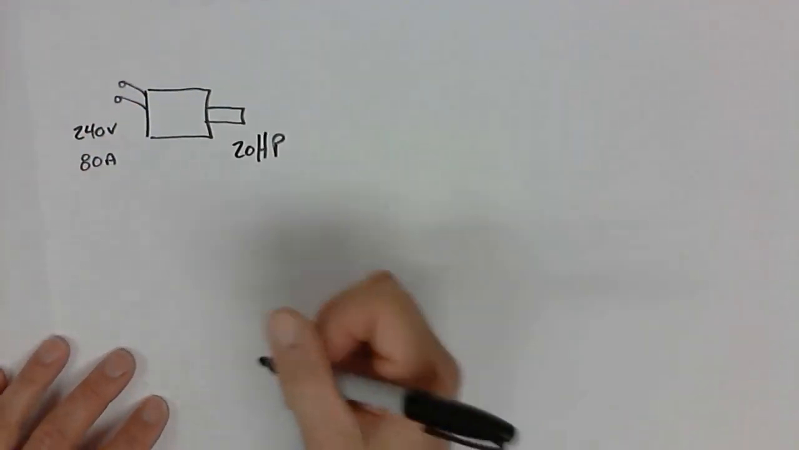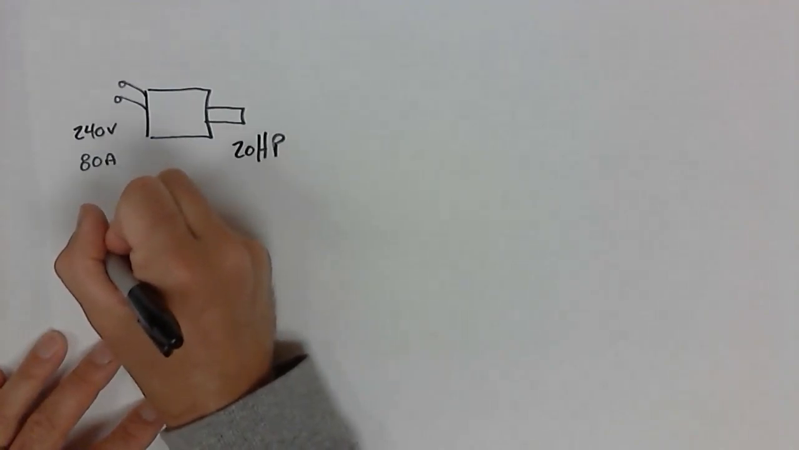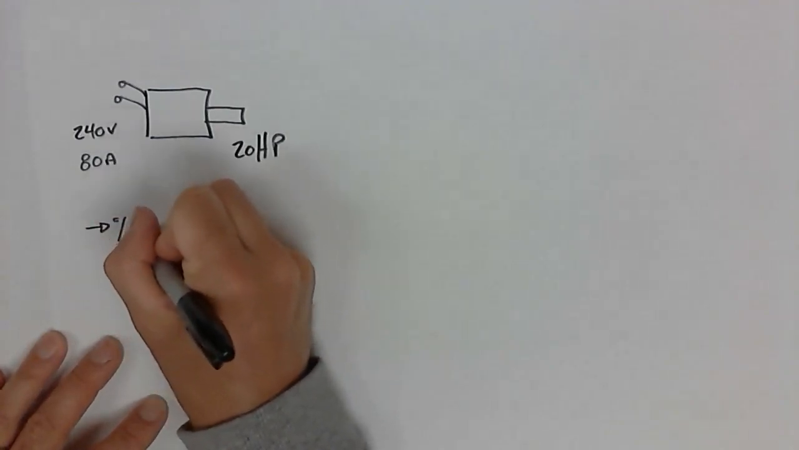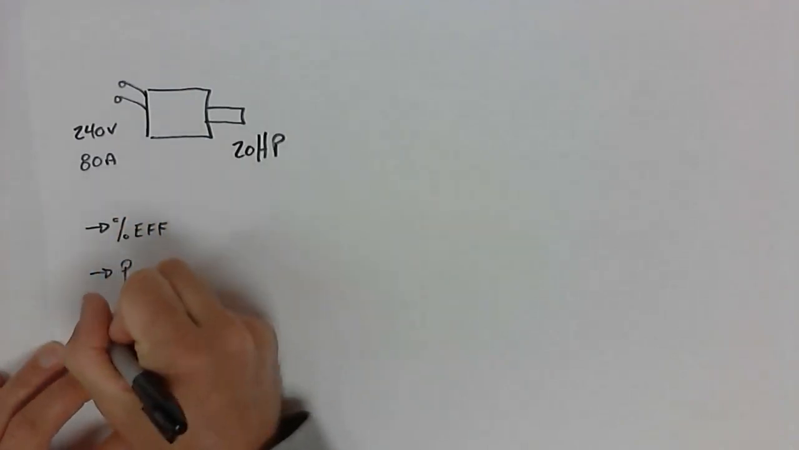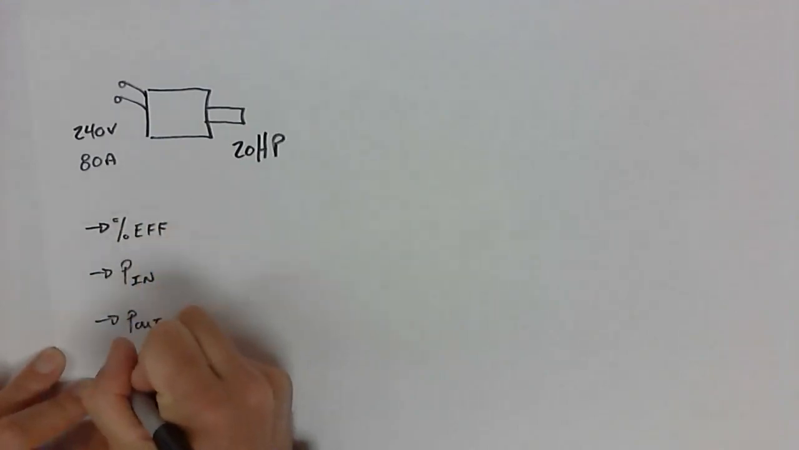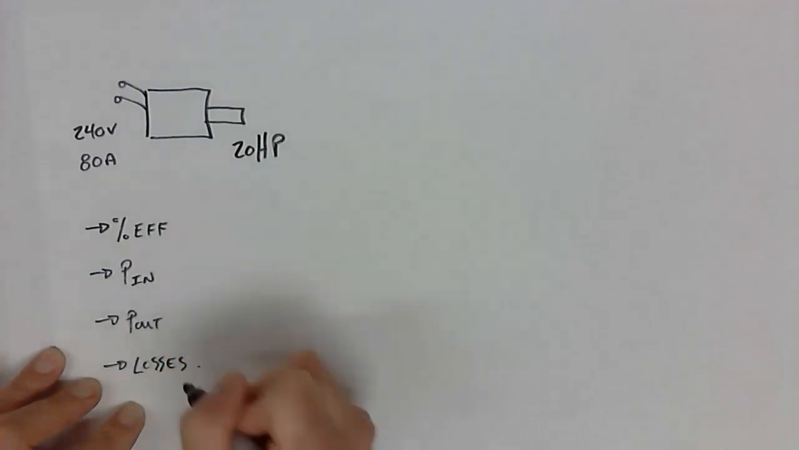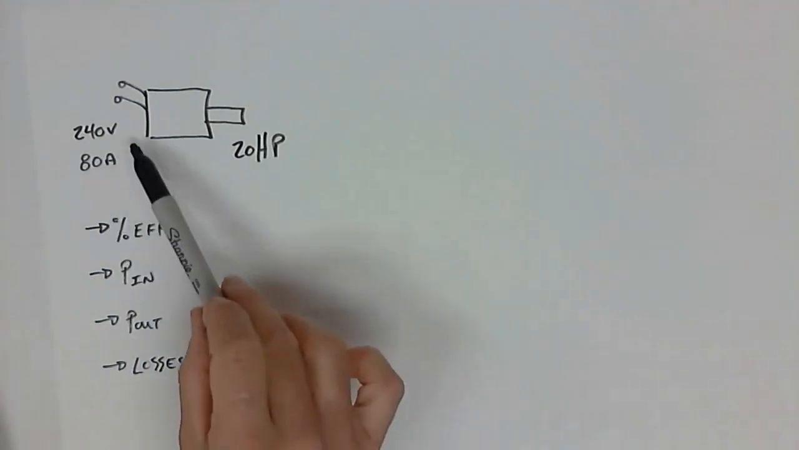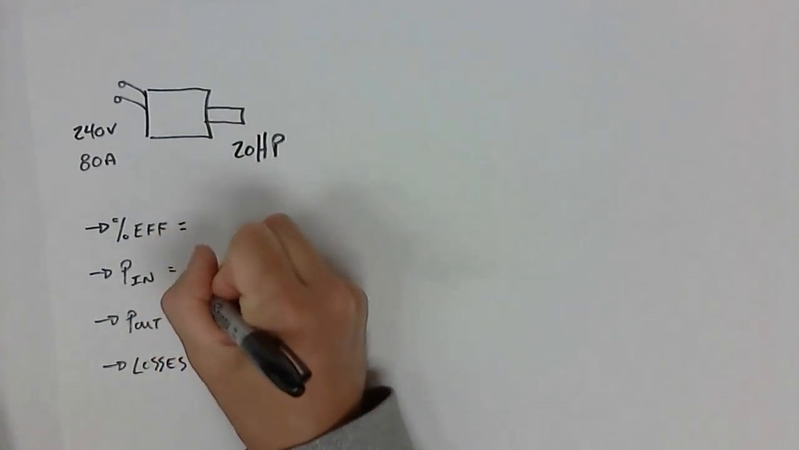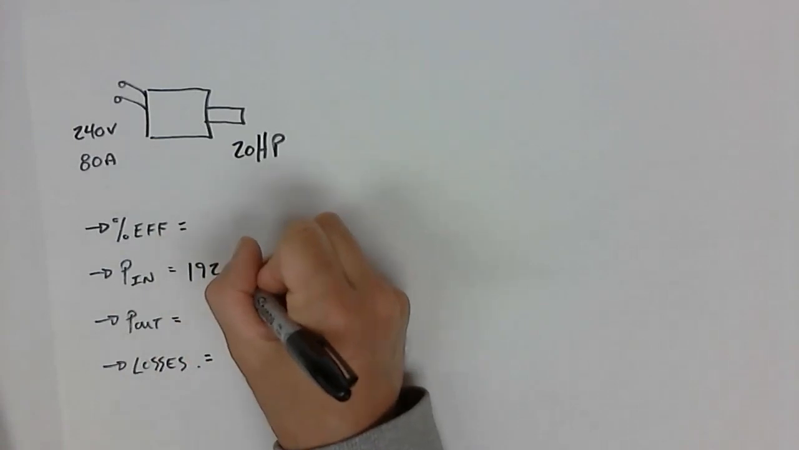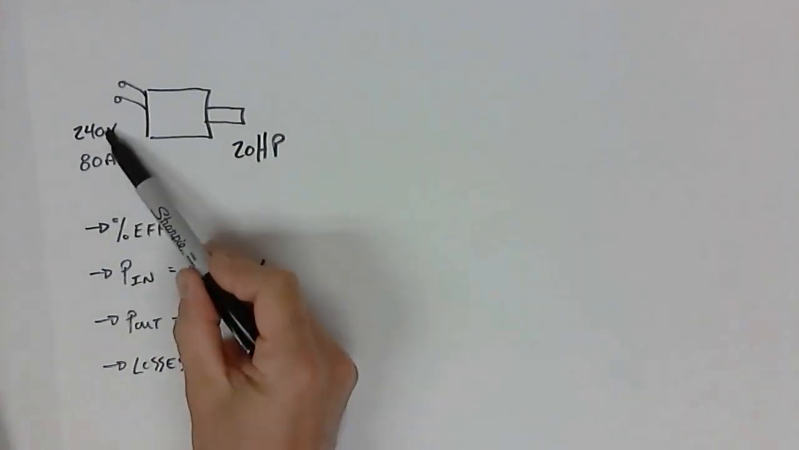And what we want to calculate from this is, first, what's the percent efficiency? What is the P input? What is P output? And what are the losses? All of those items. So let's start with one that we can calculate right away. Let's calculate power input, 240 and 80 amps. 240 and 80 amps gives me a total input power of 1920 watts. Or sorry, 19,200 watts. 240 times 80.